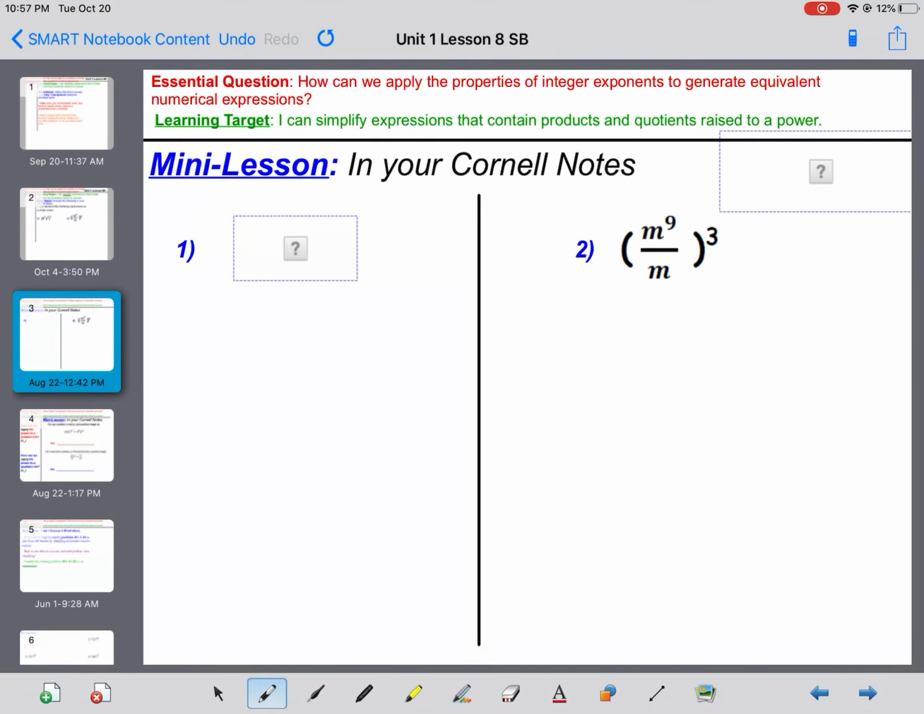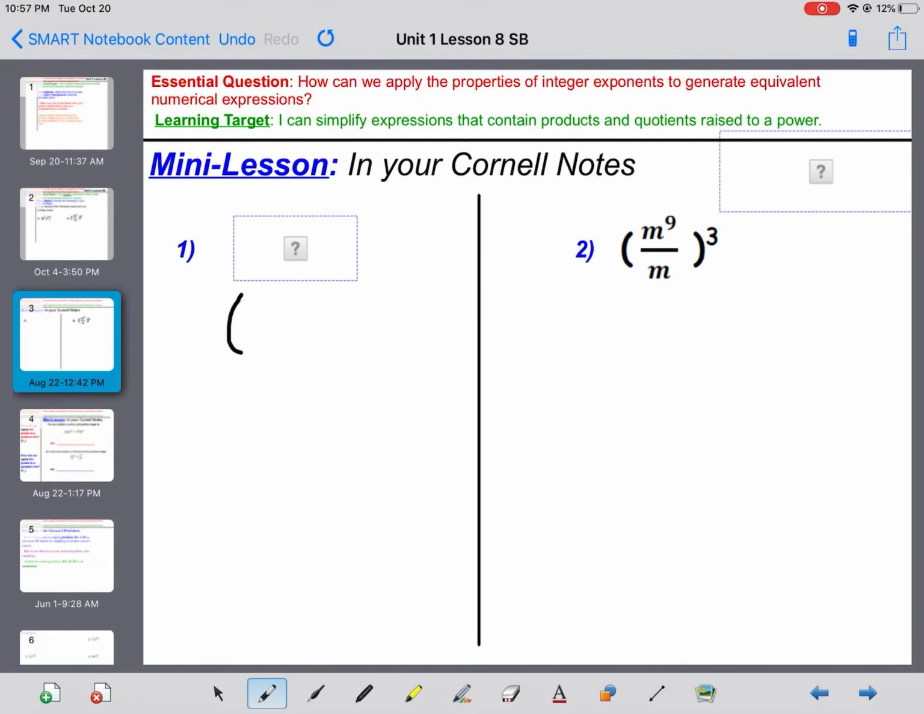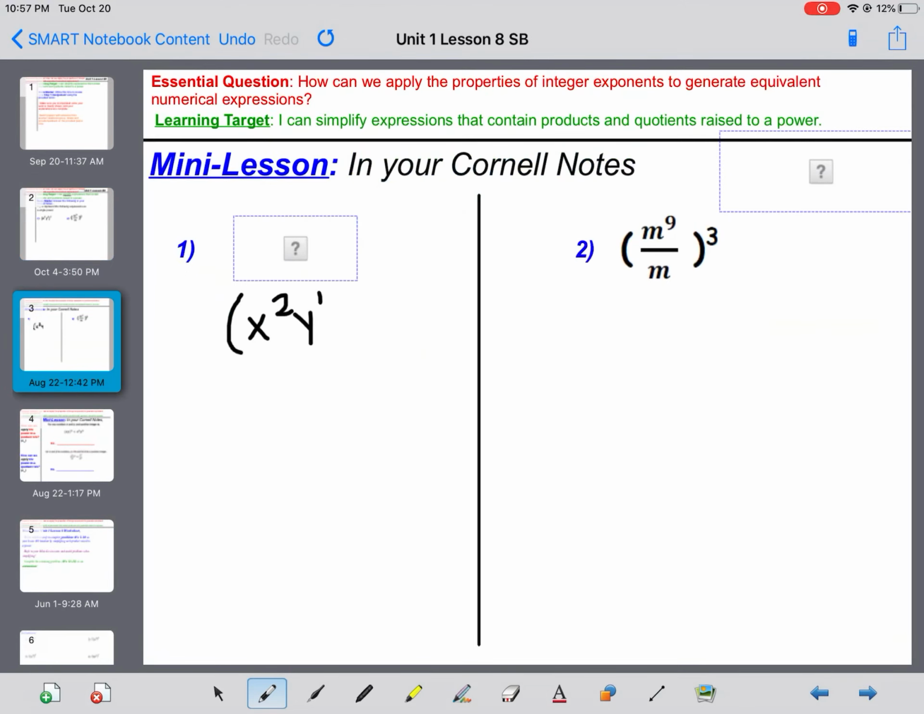So for the mini lesson, I want you to copy down the same two expressions from the brain starter, and I'm going to rewrite the problem over here. We have x raised to the second, y raised to the fourth, all raised to the third power. We're going to notice that we're using the power rule.